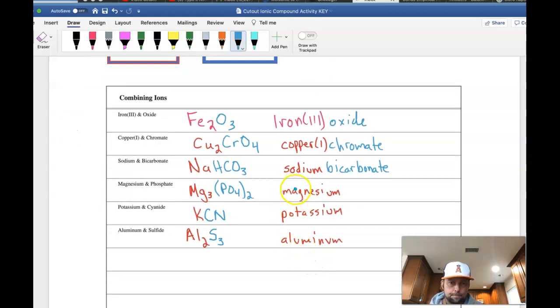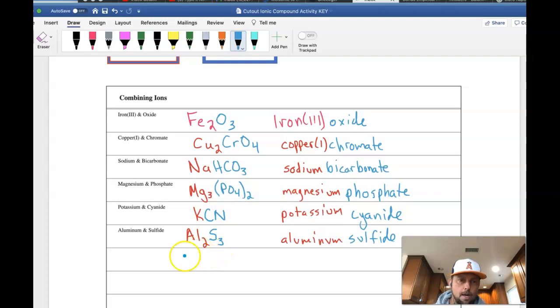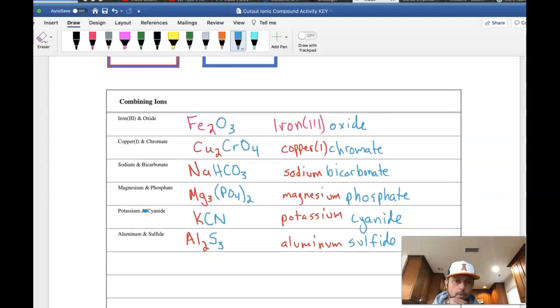Just to fill in the rest of these, magnesium phosphate, again just putting the names of the anions, potassium cyanide, and aluminum sulfide. The last thing I want you to do on these blank ones is to pick two random ions from your cutouts. So I'll pick some random ones for this first one. I'm going to go with ammonium and chromate for this first one. So I'm going to write, stick to the color coding, ammonium.